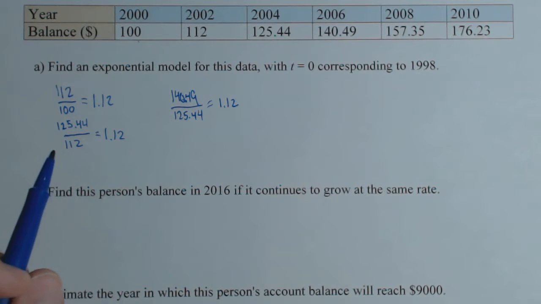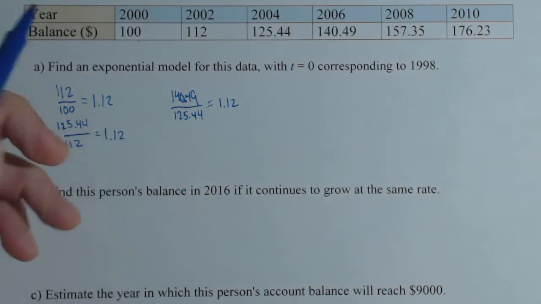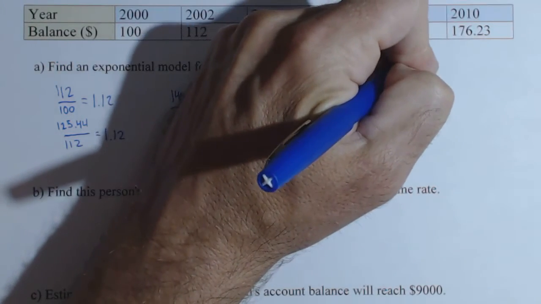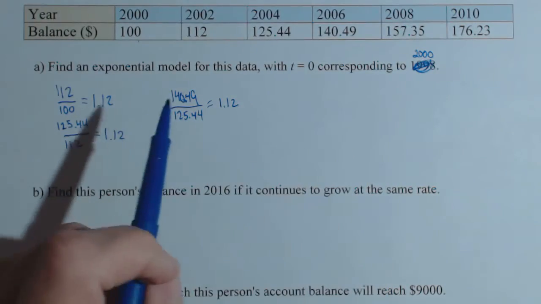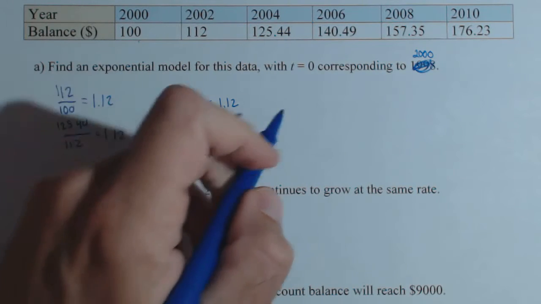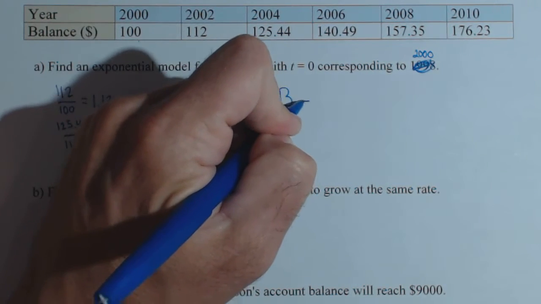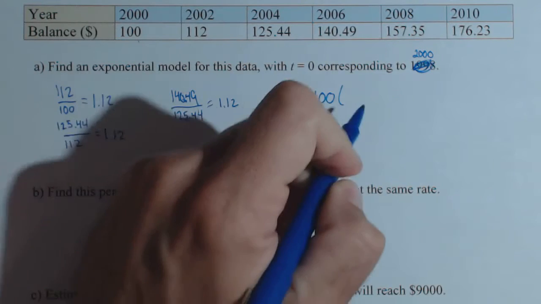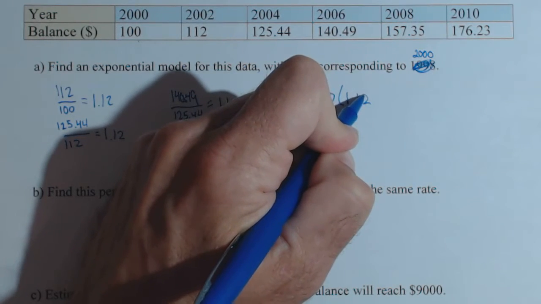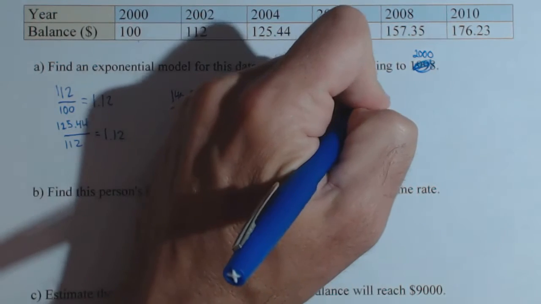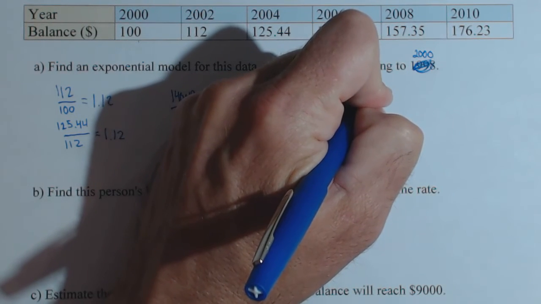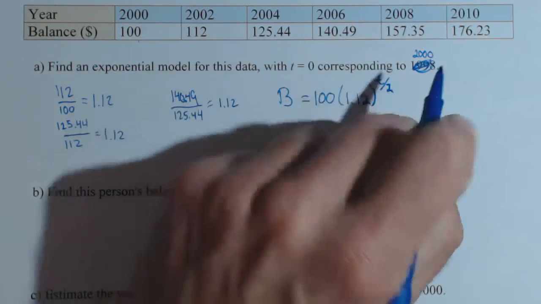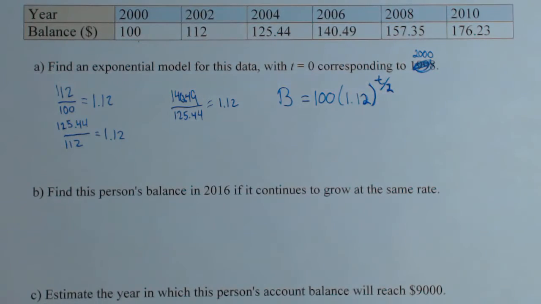So if we wanted to build a model for this just with what we have, we're going to use t equals 0 corresponding not to 1998, but to the year 2000 to correspond with this data. Sorry about that. Well, $100 is in there initially, so the balance is going to be 100. I'm going to show you a couple different ways to think about this. I'm just going to use the 1.12, but remember that this is a 2-year growth factor. So it's grown by 12% every 2 years, and I need to compensate for that. So I'm not just going to raise it to the t, I'm going to raise it to the t over 2, because that's going to allow me to go in 2-year groups.